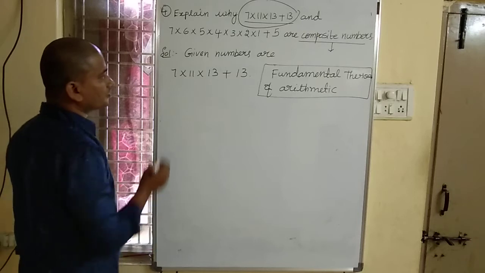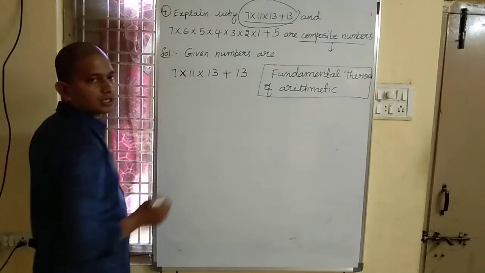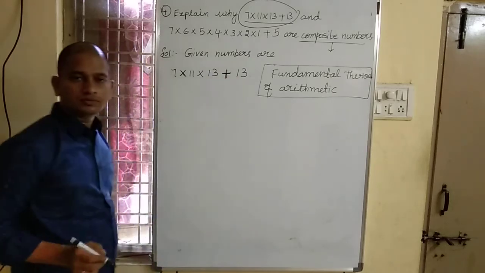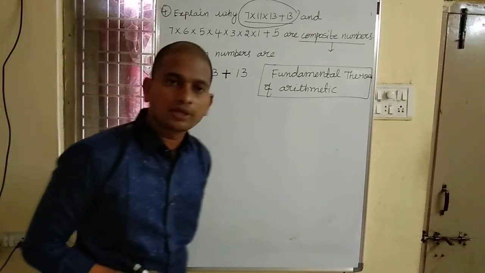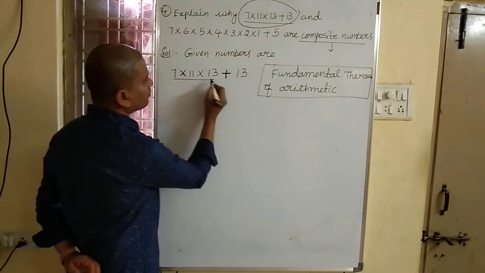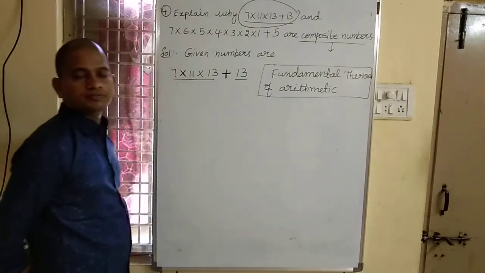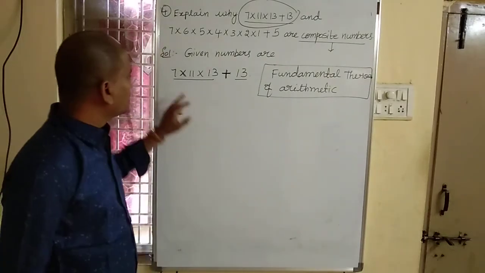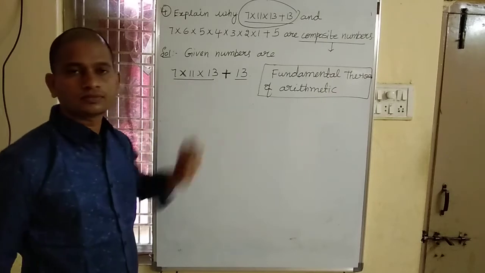Okay, so the given number is 7 into 11 into 13 plus 13. As we know, addition and subtraction separate the terms. Here we have two terms: this is the first term and this is the second term. Multiplication and division do not separate the terms, so this whole thing is one term only.